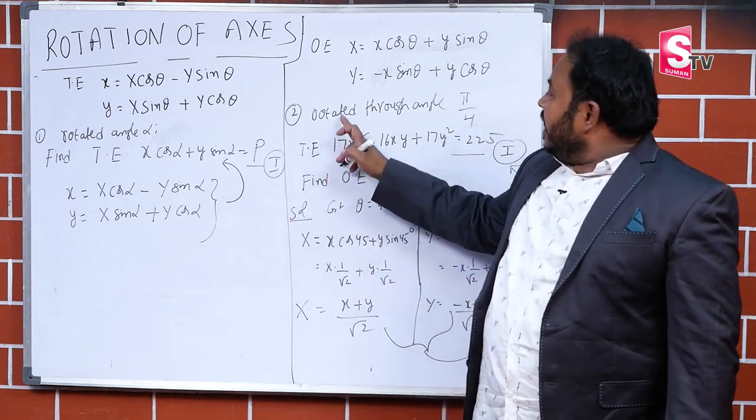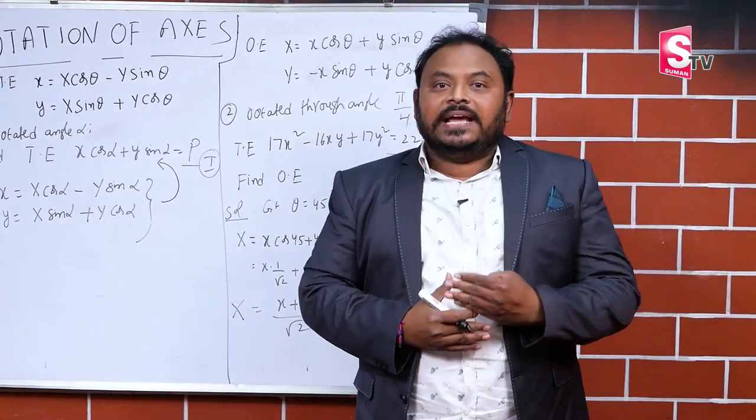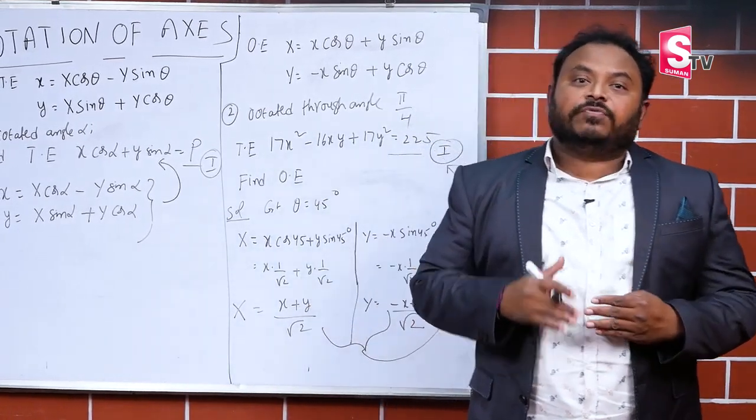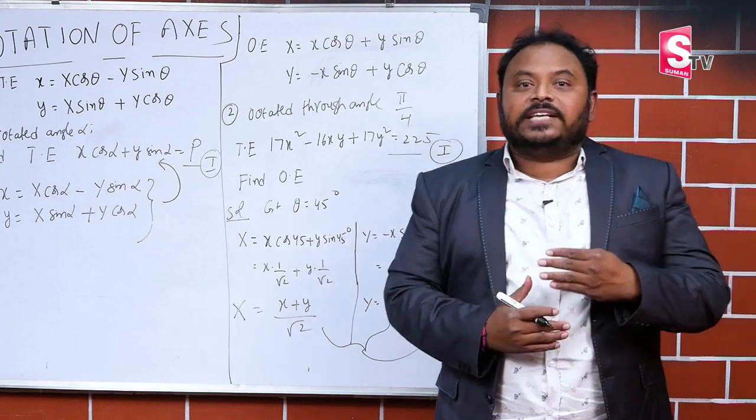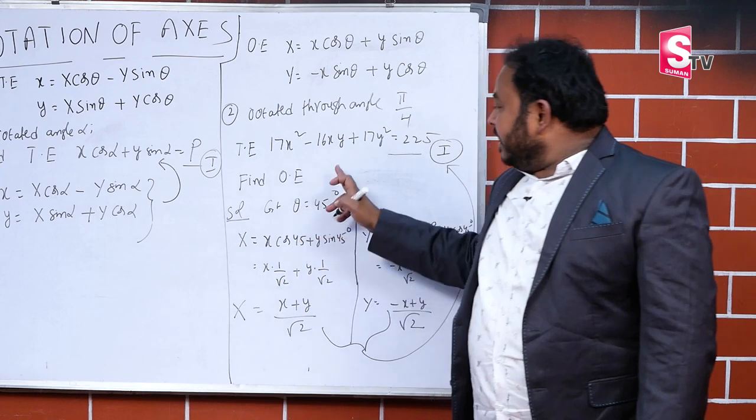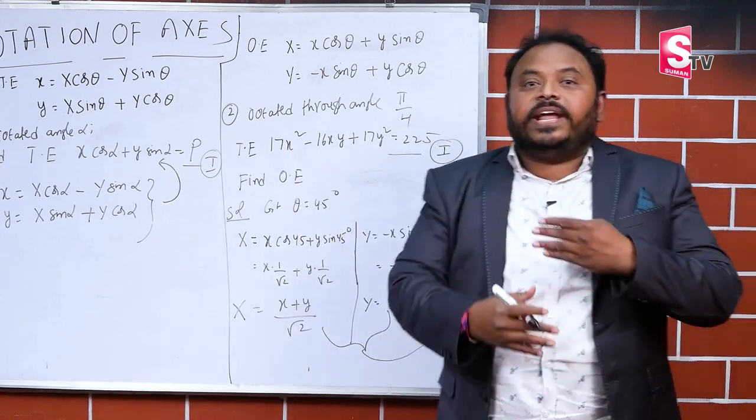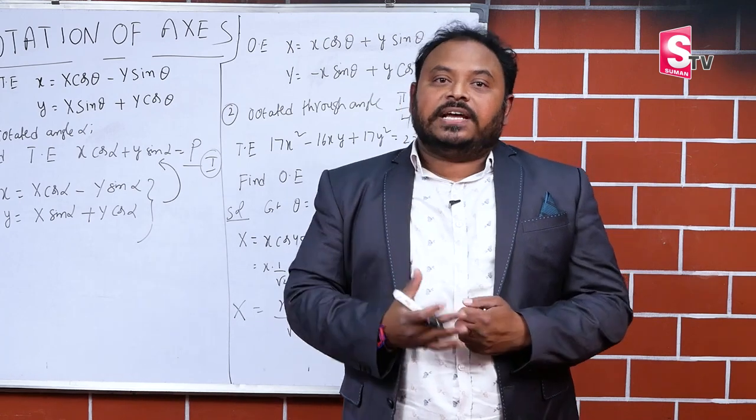Next problem. Here, rotated through an angle pi by 4. That means pi is 180, so 180 by 4. Therefore, theta is equal to 45 degrees. They gave theta is equal to 45. Already they gave the transformed equation only. We are finding the original equation.